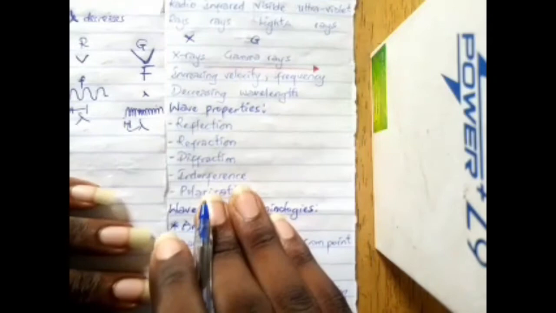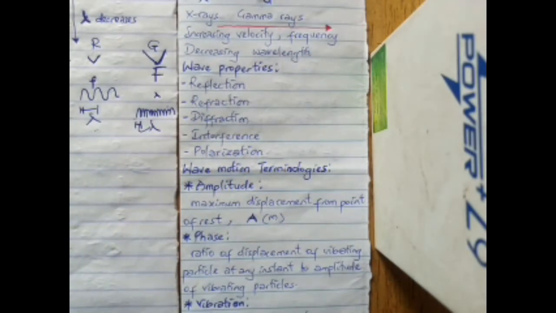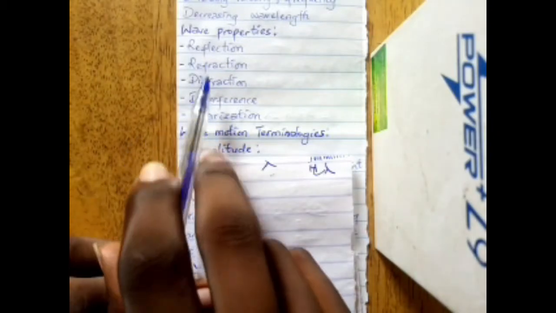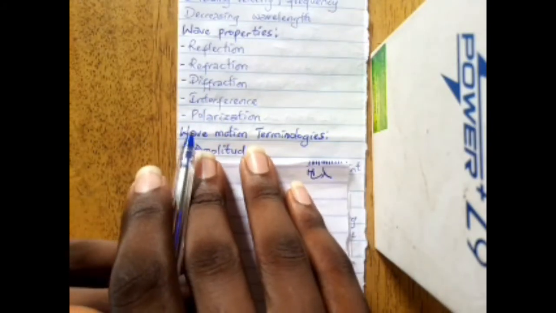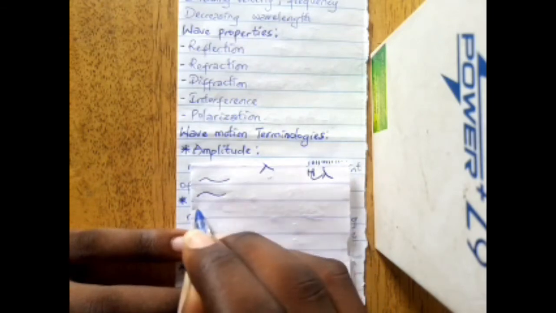All right, so we have some properties of waves which we are meant to understand. We have 5 basic properties of waves. Number 1, we have reflection. By reflection, we mean the change in direction of waves when they hit an obstacle. Let's take for example sound waves now.